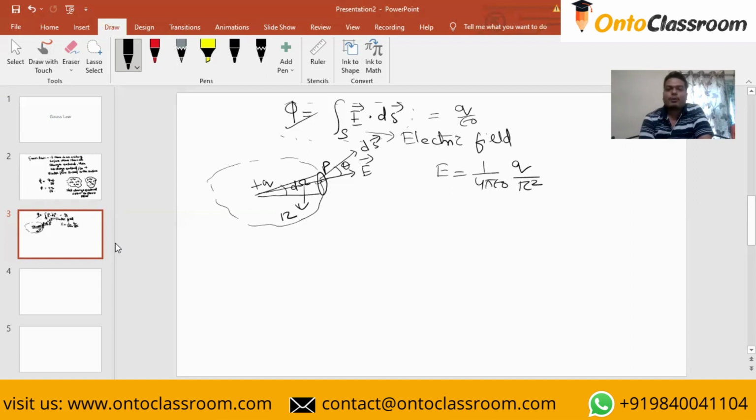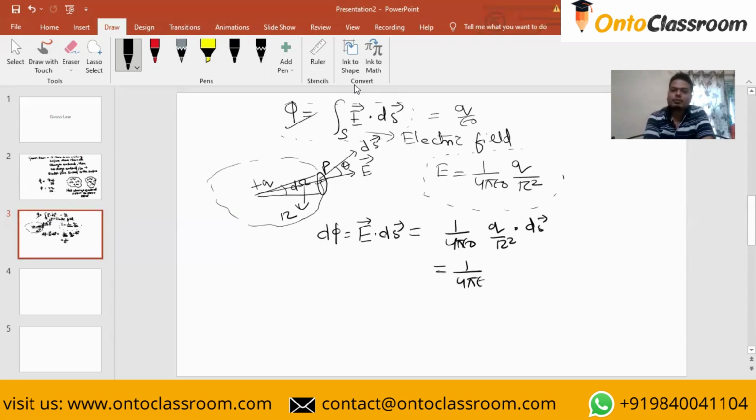Now, this is the electric field at point P. So E dot ds will basically give you d phi. This is not a line integral, I'm talking about E dot ds only. That means we are talking about only this section of the surface. The flux linked to this section of surface is E dot ds. So what is E dot ds? 1 by 4 pi epsilon naught Q by R square dot ds vector. Now this can be written as 1 by 4 pi epsilon naught Q by R square ds cos theta, where theta is the angle between ds and E, that equals d phi.